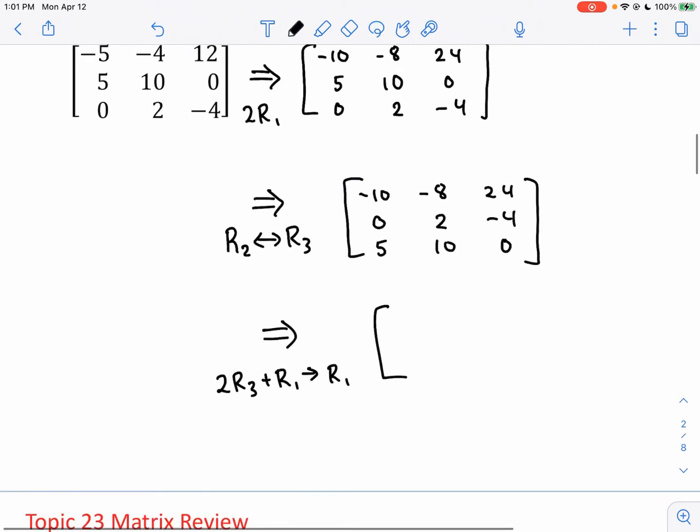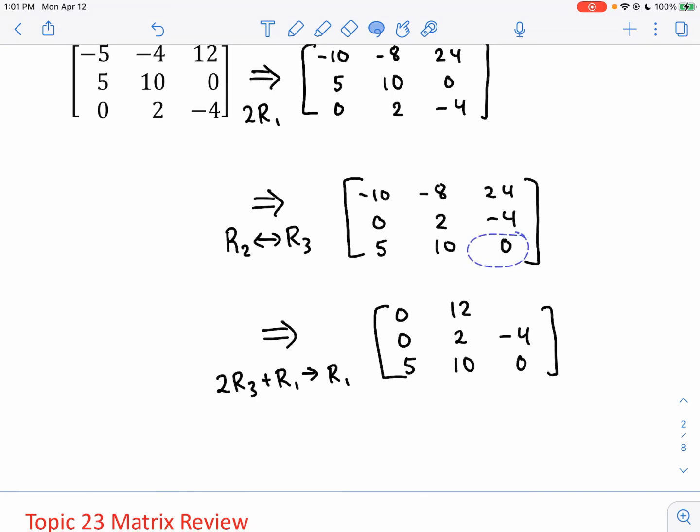So in other words, I'm not looking to change row 2. So let me rewrite row 2 and row 3. Those are not intended to be changed by this row operation. Now I'm going to do the calculations. I'm going to double this 5, makes it 10, add it to negative 10. That zeroes out. I'm going to double this 10, which is 20, and add it to negative 8, and that gives me 12. And then I'm going to double this 0, which is still 0, and add it to 24, and that stays 24. So here's the result of doing this particular row operation.